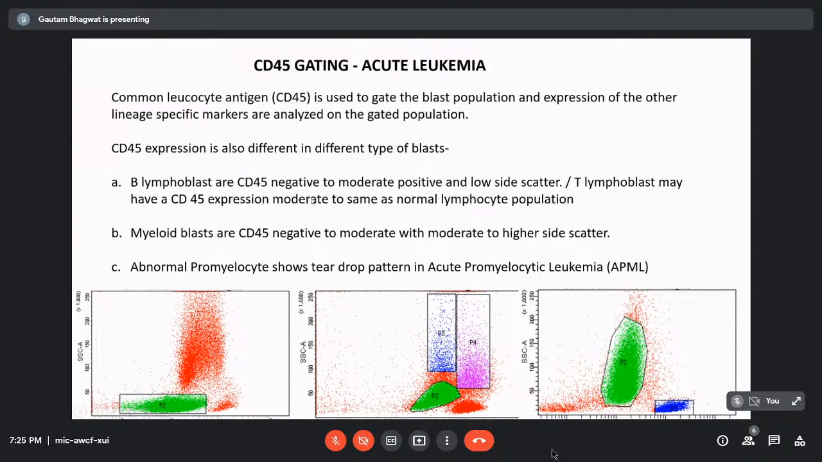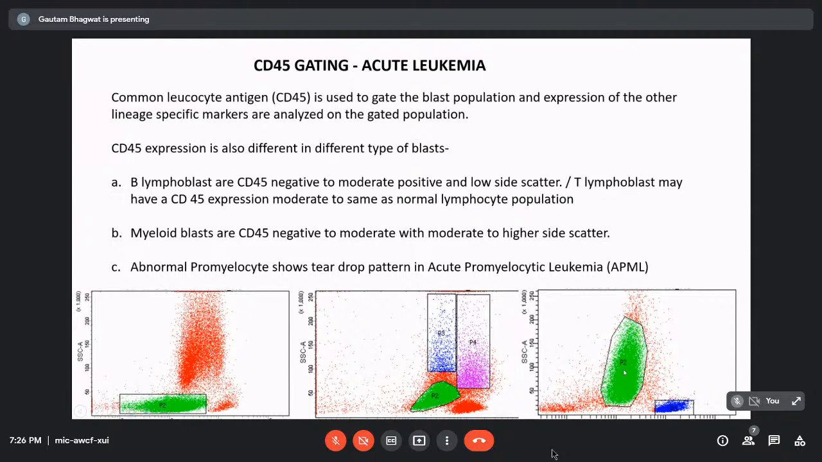T lymphoblast may have a CD45 expression which is moderate. Sometimes it is the same as normal lymphocytes. So this blast population you will see somewhere over here. Myeloid blasts are again CD45 negative to moderate, but these have a moderate to higher side scatter. So this is the lymphocyte with a low side scatter. This is the myeloid blast population, which is moderate to negative, and the side scatter is moderate, not very high side scatter as the granulocyte or the eosinophils, but a moderate kind of side scatter.